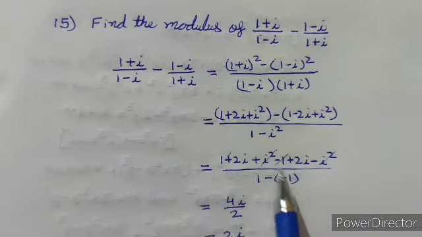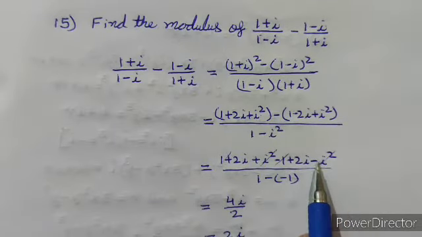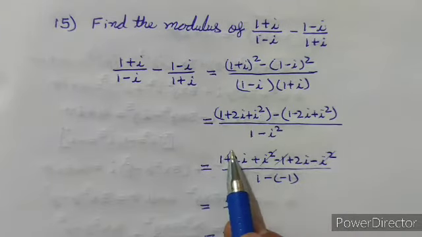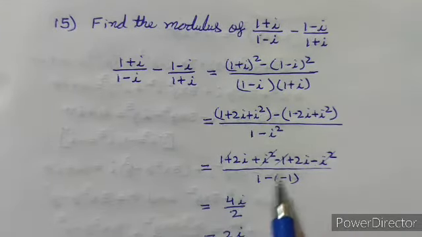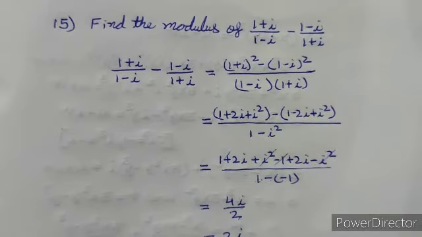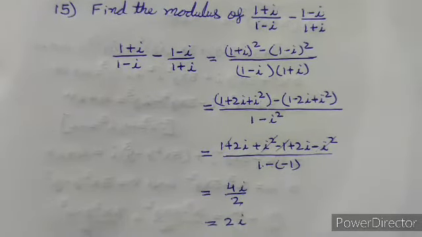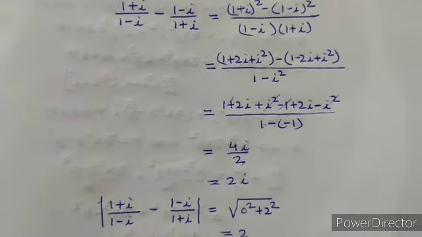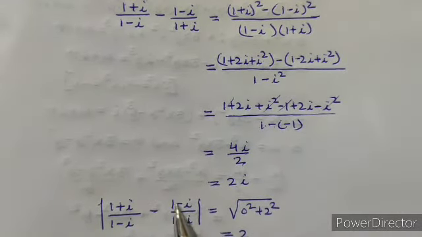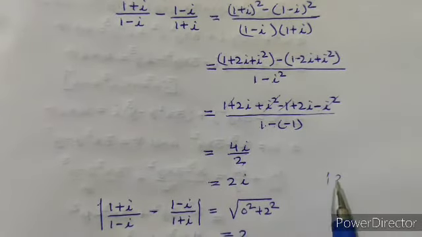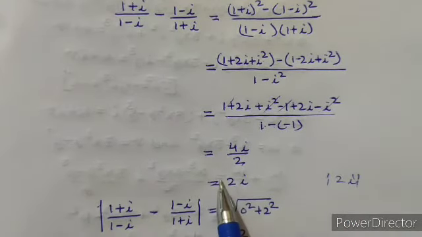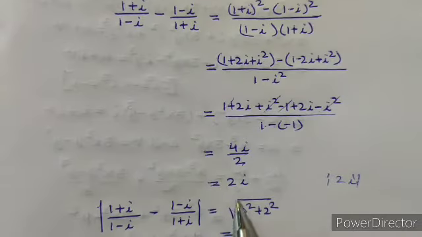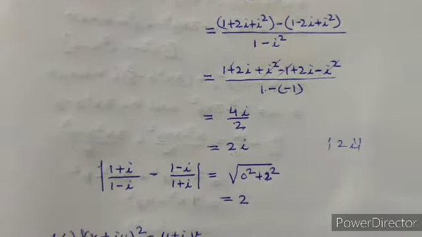So 1 minus minus 1. Now here i square minus i square will cancel out, minus 1 plus 1 will be equal to 0, and 2i plus 2i will be equal to 4i, and 1 plus 1 will be equal to 2, and that will be equal to 2i. So the modulus of 1 plus i upon 1 minus i minus 1 minus i upon 1 plus i will be equal to modulus of 2i. Now here the real part is 0, so that will be equal to root of 0 square plus 2 square, where 2 is the imaginary part, and that will be equal to 2.